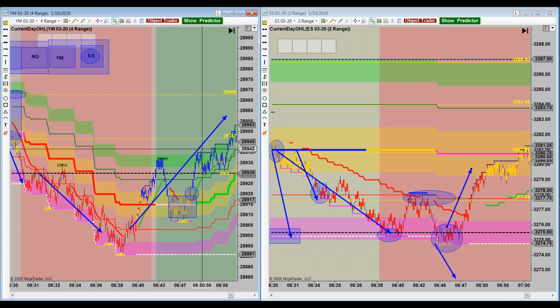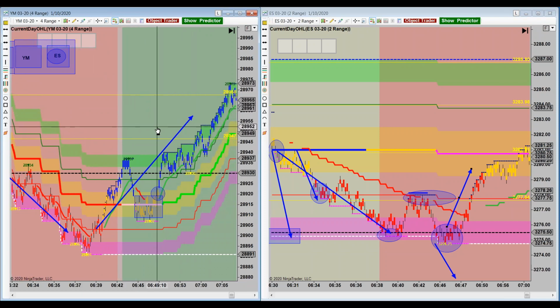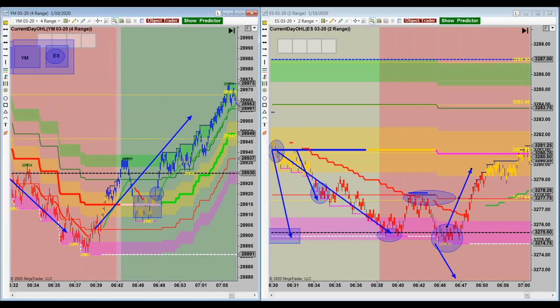In fact, let's see where ES went at 7 o'clock. She went all the way back at 7 o'clock to where she broke down for the short. All the way back up. Where's the ES going to go? Where's the ES going to go? From here to here to where?